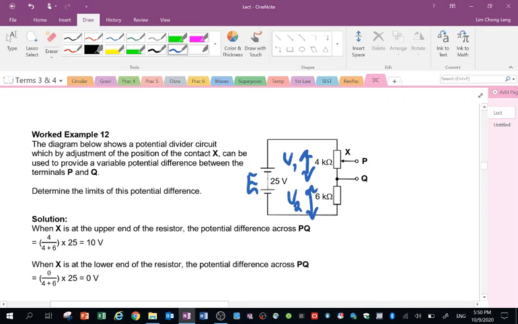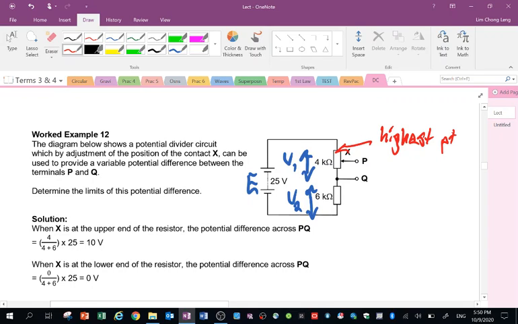There is a contact X that can be moved from the lowest point to the highest point. The highest point is when PQ has a resistance of 4 kilo ohm. So this is the highest point for X. I bring P all the way to the top.